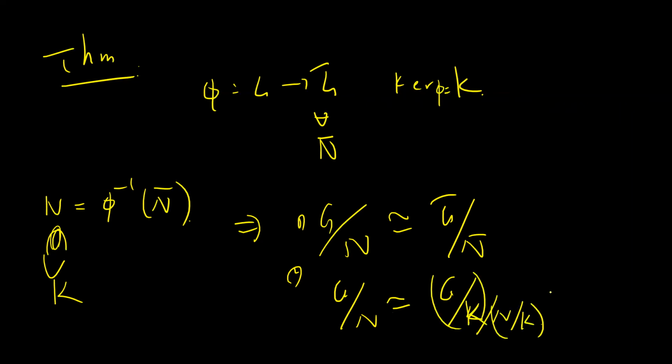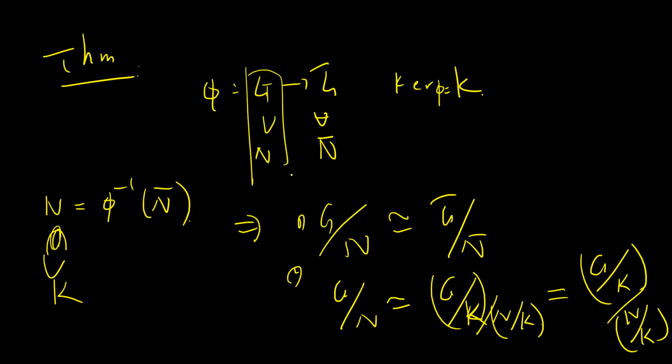So this is the third isomorphism theorem, usually written this way. The first part says that G quotient N will be the same as G bar quotient N bar. So this is the first theorem. And the second tells you that G quotient N will be the same as G quotient K over N quotient K, because K is a smaller one. So it's the same as just deleting this K.